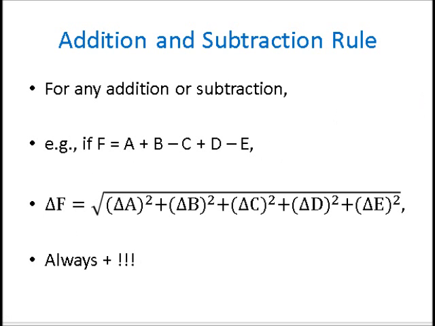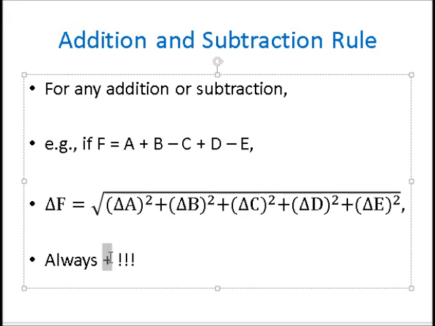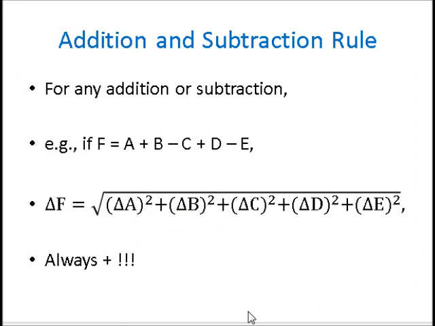We can generalize that to a rule that you have to memorize. This rule is true for any combination of operations that are just addition or subtraction. It could be something as long as this: A plus B minus C plus D minus E. Well, the uncertainty in the measurement, delta F, is simply the sums of the squares of the uncertainties square rooted. Note, it's always a plus sign in these formulas. Okay? We'll be giving you some examples and some problems for you to use that rule.